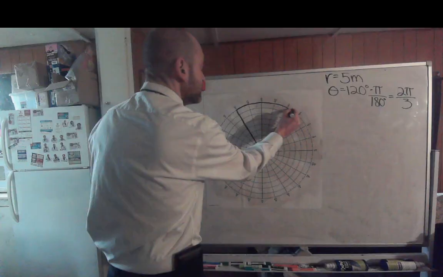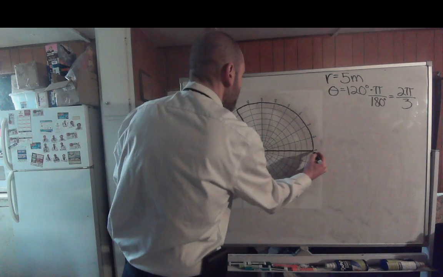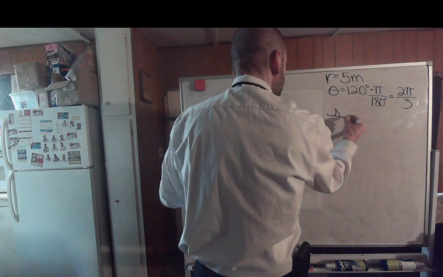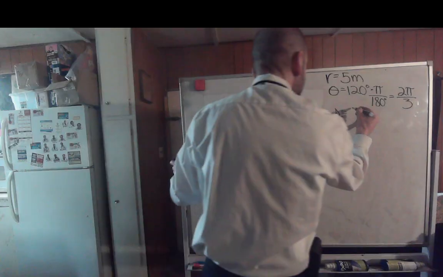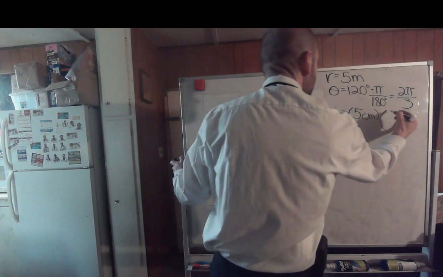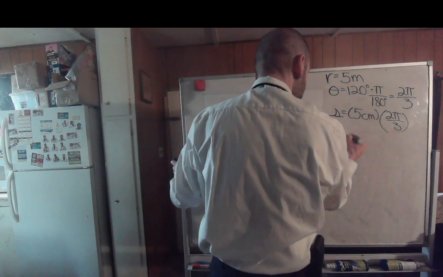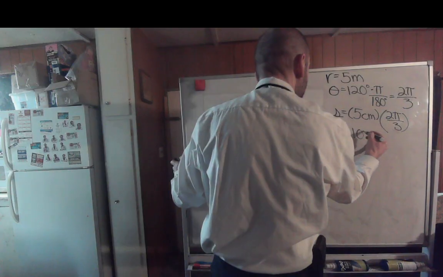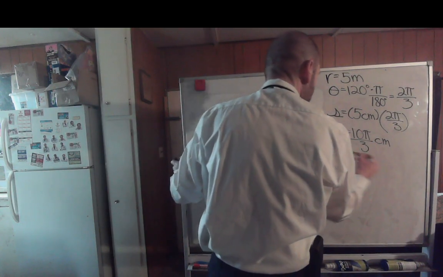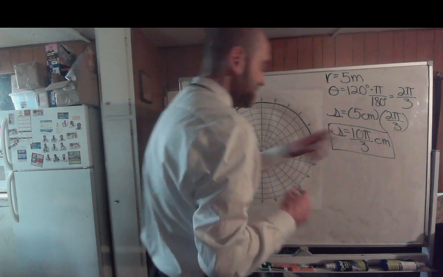So I'm finding the length of this whole entire arc right here, as well as the area of this whole sector. So my arc length will be S, of course, equals my radius of 5 centimeters times my theta of 2 pi over 3, which means I have an arc length of 10 pi over 3 centimeters. And if you care to, you can get a decimal approximation, but that's my arc length. It'd be 10 pi over 3 centimeters.